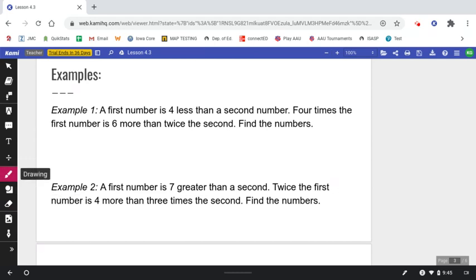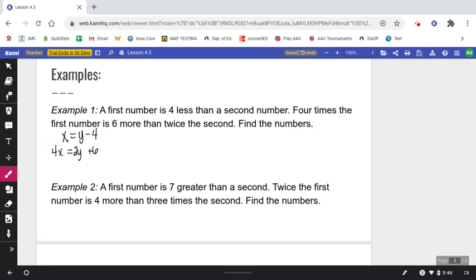A first number is 4 less than a second number, and I need to write that into an equation. A first number is, so x equals 4 less than the second number. So I'm going to take the second number minus 4. Second equation, 4 times the first number, so 4x equals 6 more than, which goes on the end, twice the second, so 2y. Find the numbers.